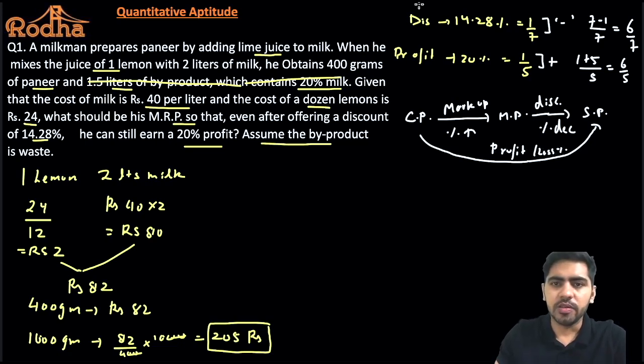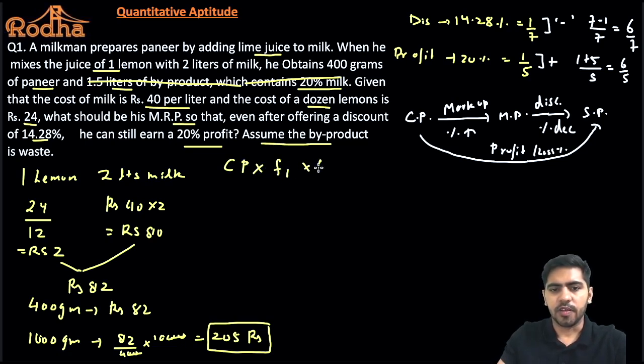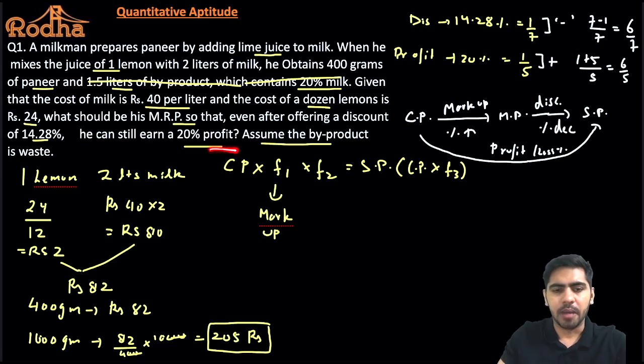So if I try to write this in one single line, can I say I can frame an equation here, that is CP into, let's say, F1, which is a multiplying factor, into F2, is equal to selling price, right? And the selling price can be written as CP into F3, right? Now where F1 is my multiplying factor due to markup, so this entire thing becomes a mark price, right? When I apply a markup, then this entire thing becomes a mark price.